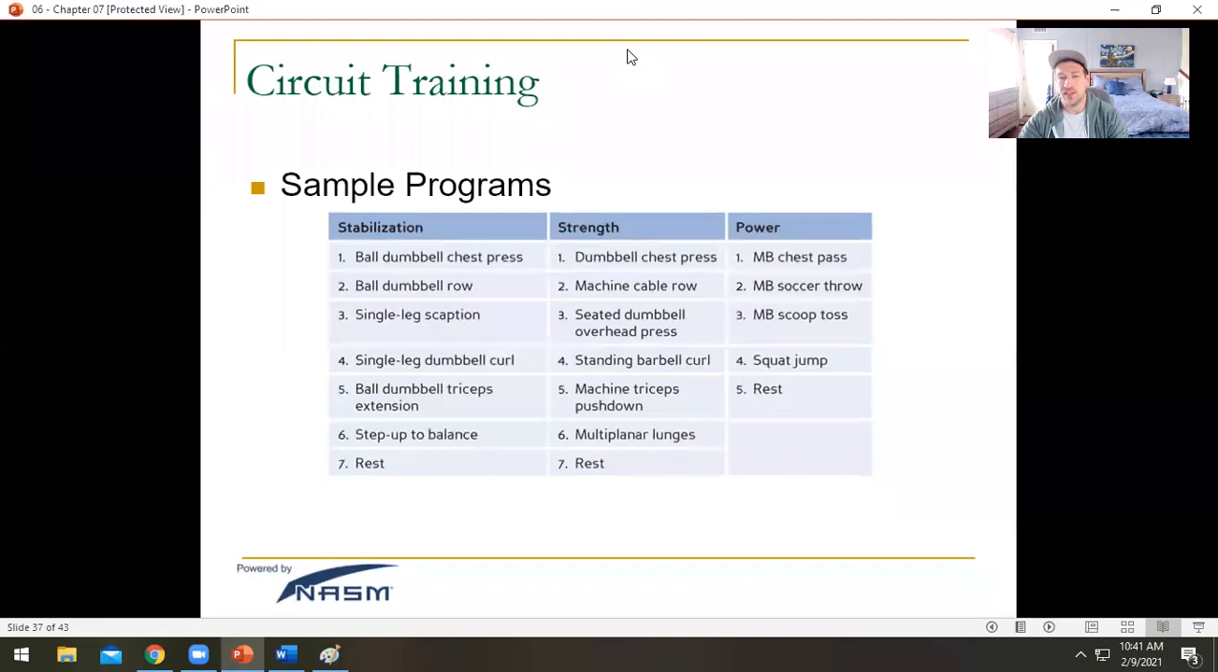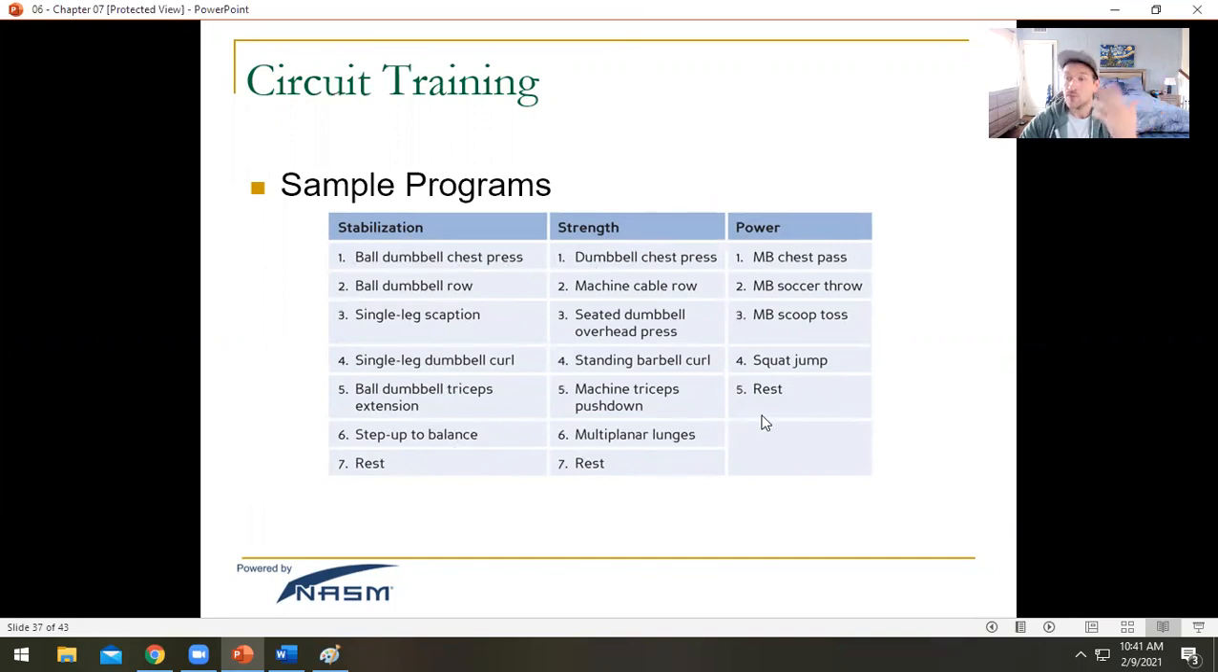So here are some really good examples of circuit training. These are similar to the ones we built earlier, but maybe do a dumbbell chest press, a row, scaption, curl, tricep, step up, rest. Boom, boom, boom. All of these are stabilization exercises. All of these are strength exercises.